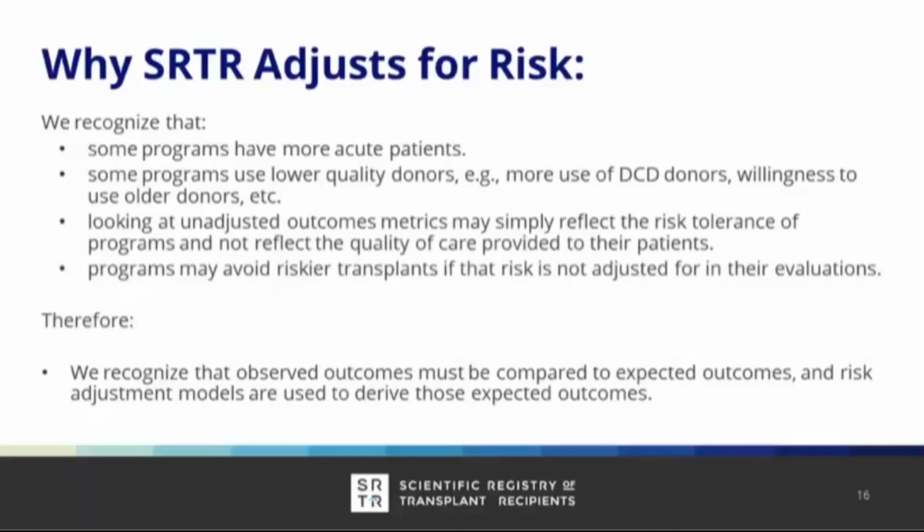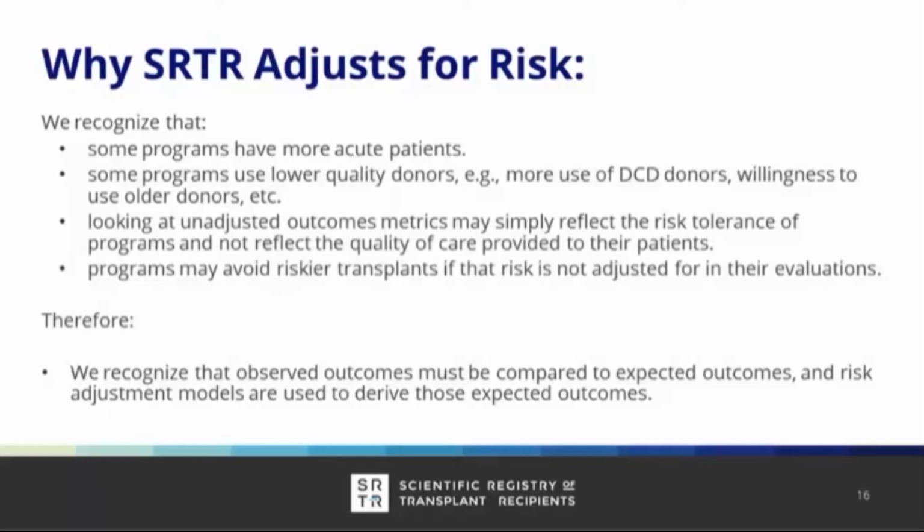Finally, we recognize that programs may avoid riskier transplants if that risk is not adjusted for in the evaluations. Part of the reason we try to make all of the risk adjustments that we can is to give the community a sense of knowing that that is accounted for in the model. If I use that DCD donor, that is not automatically going to count against my program because I may have worse outcomes. The models take into account the fact that that is a DCD donor.